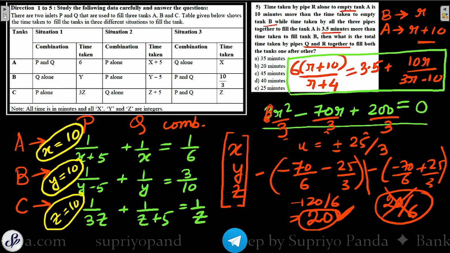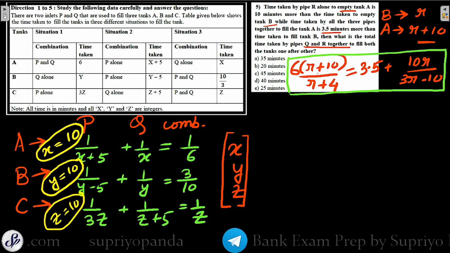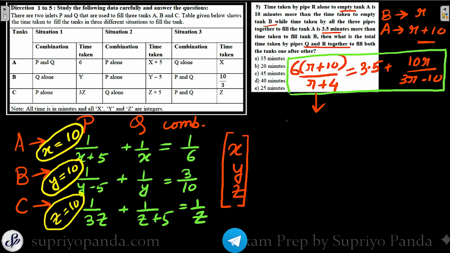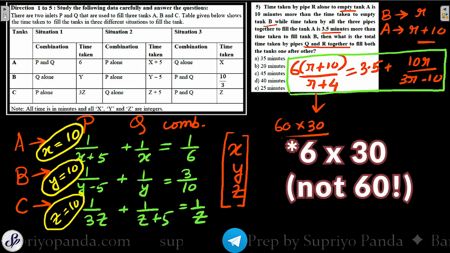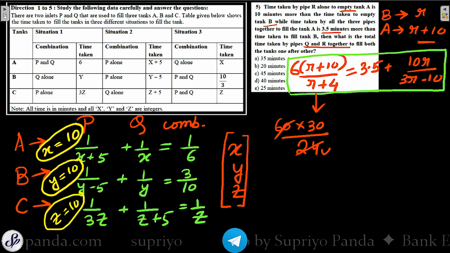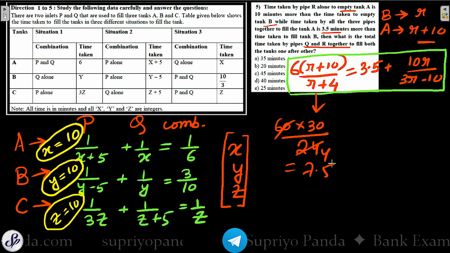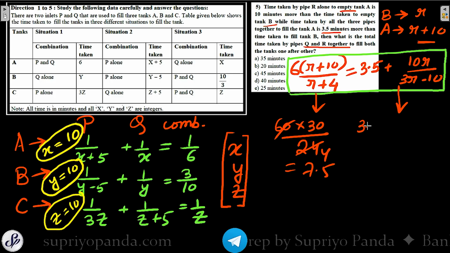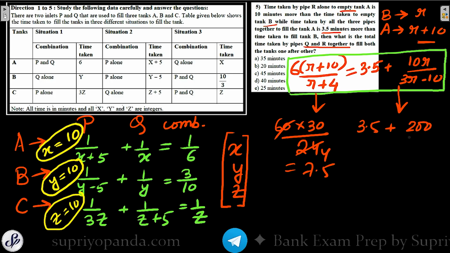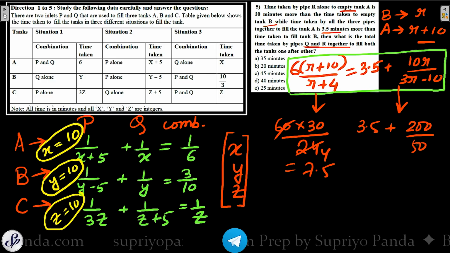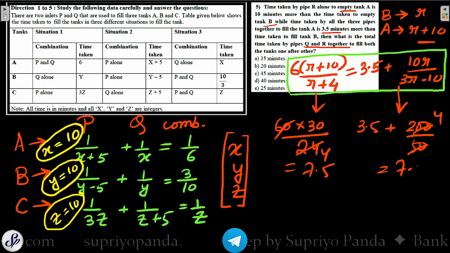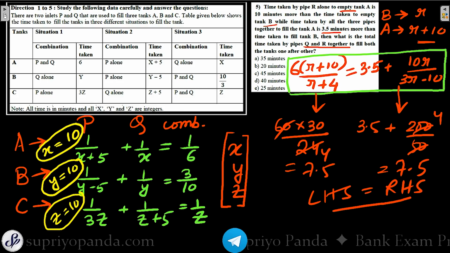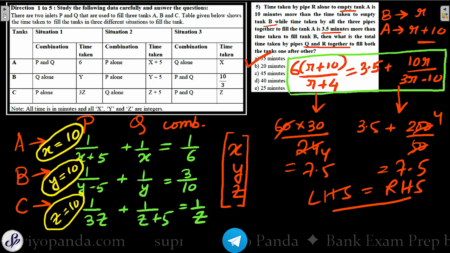So now let's just rub out all of these things. So what we are going to do, we are going to plug in 20 with all of these things. So this actually comes out as 60 into 30 divided by 24. So that is 4, and this actually comes out 7.5. And now putting r equal to 20 on the right hand side, what we are going to get, 3.5 plus 200 divided by 60 minus 10 is 50. So this actually comes out as 4. So this becomes 7.5. So LHS actually equals RHS. So this means that the answer is 35 minutes, or option number 1.